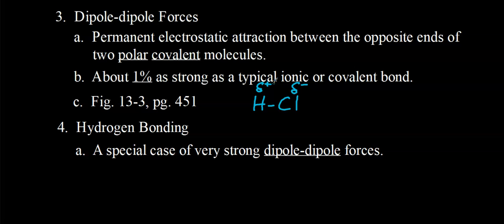Well, imagine you have a container full of hydrogen chloride gas. Now, we're not talking about hydrochloric acid. Remember, hydrochloric acid is hydrogen chloride gas dissolved in water. We're talking about just the gas. And so if you have a container of this gas, how are the molecules going to arrange themselves? Well, they're going to arrange themselves like this.